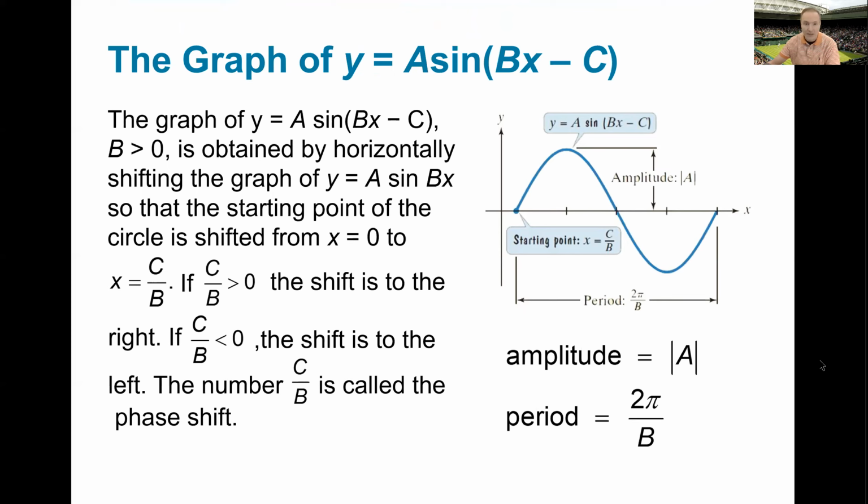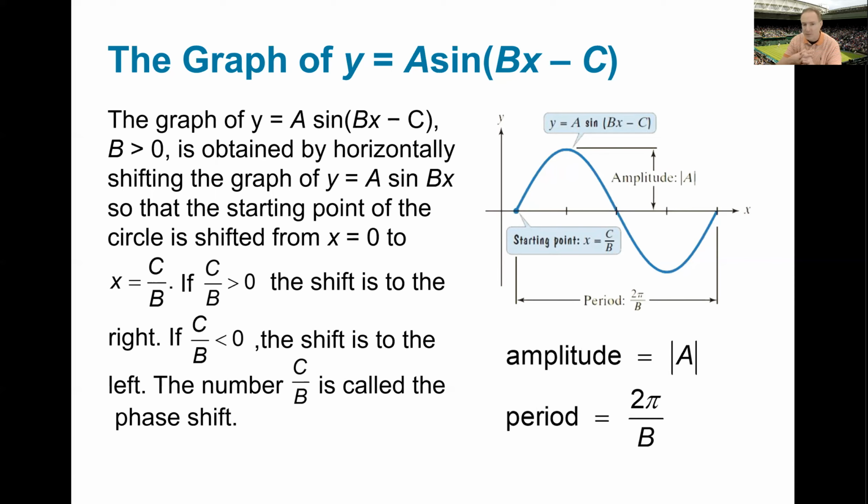Anytime you're shifting a sine or cosine function horizontally, it's called a phase shift. So a horizontal shift. What we're going to be thinking of in that case is if I have the graph of sine of bx minus c, this is going to be obtained by horizontal shifting of sine of bx, so that the starting point of the cycle is shifted from x equals 0 to x equals c over b.